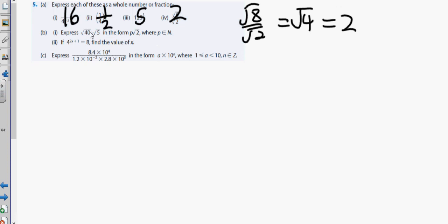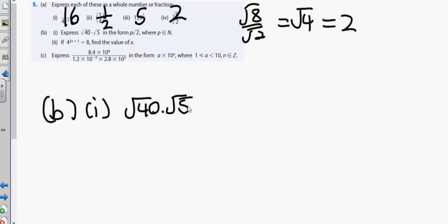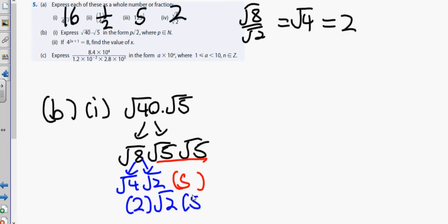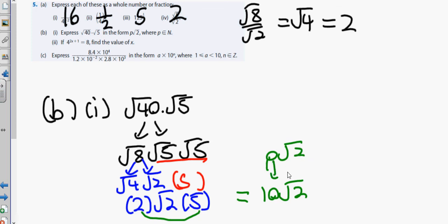Okay, express root 40 multiplied by root 5 in the form p root 2, where p is an element of N. So what you can say is root 40 multiplied by root 5. What we need to do is break 40 up before we begin. So we're going to get root 8 multiplied by root 5 multiplied by root 5. Now root 5 by root 5 is 5. We need to break root 8 up further, and that's going to turn into root 4 by root 2. Root 4 is the number 2. So it's the number 2 multiplied by root 2 multiplied by 5. And as we know, we multiply the normal numbers by each other first. So 5 multiplied by 2 is 10. So the answer is going to be 10 root 2. Where you want the answer to be p root 2, therefore p must be equal to 10.